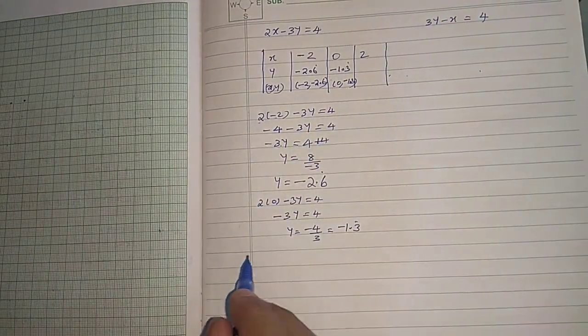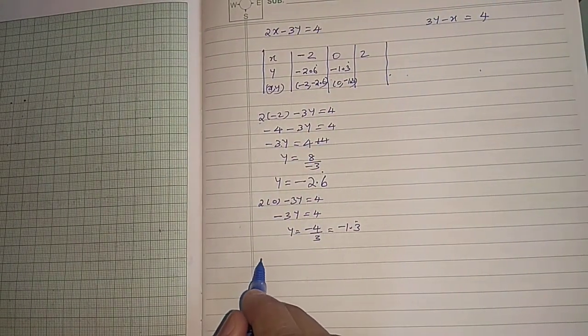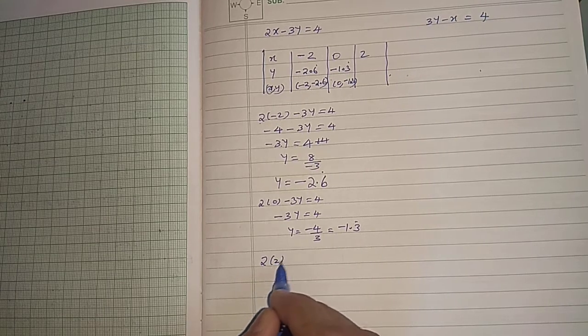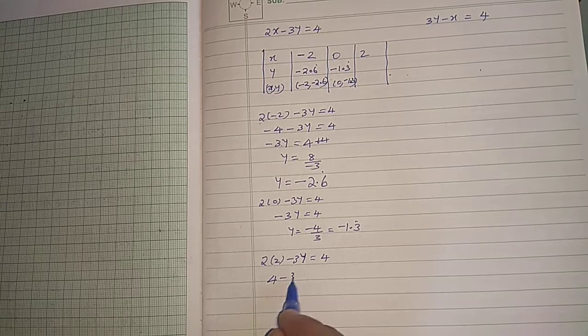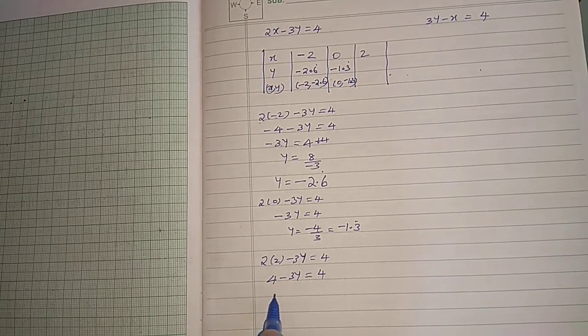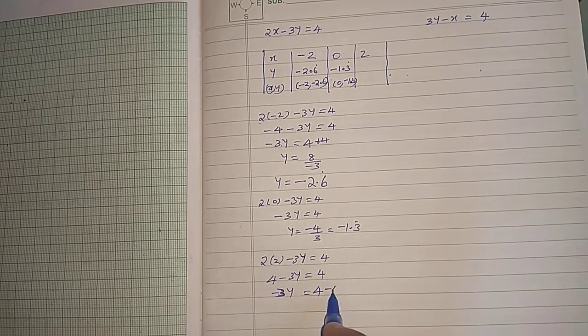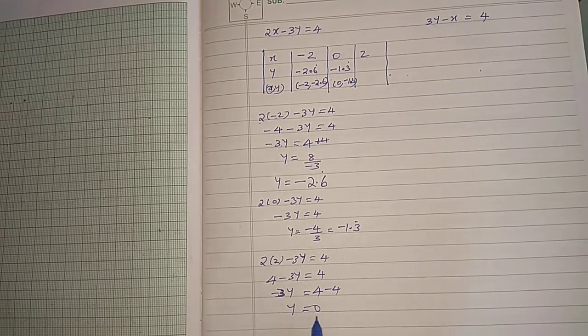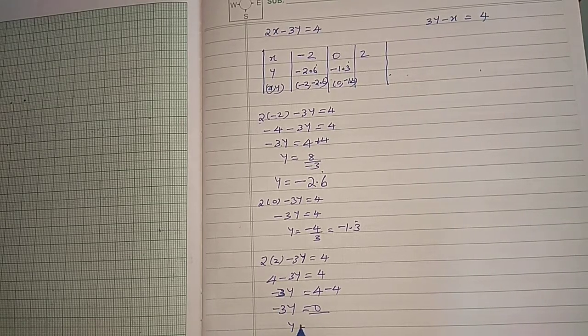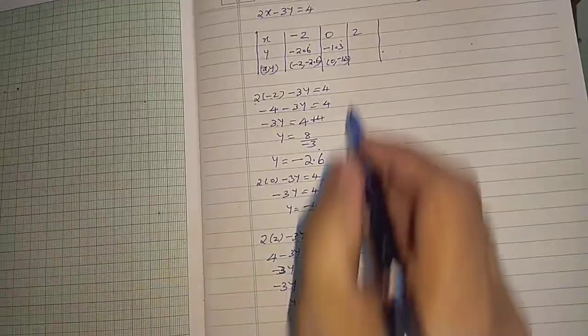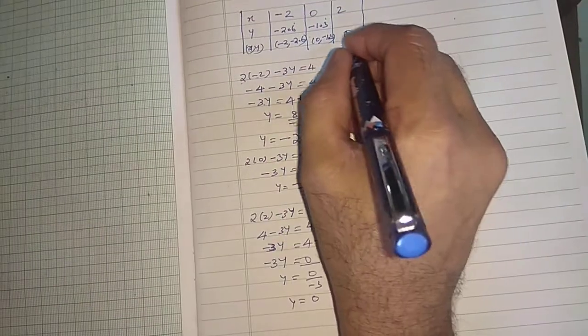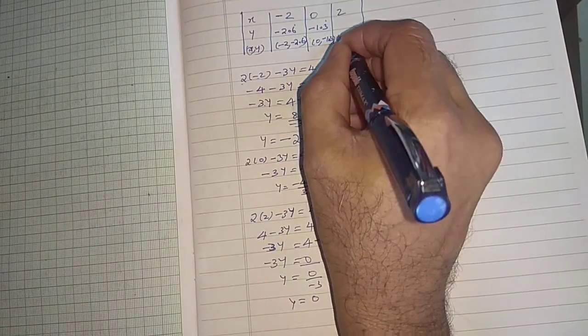If we take the next value, x is 2. 2 into 2 is 4. Minus 3y is equal to 4. So minus 3y equal to 4, 4 minus 4, it is equal to 0. So minus 3y equal to 0. y is also 0 by minus 3, it is 0 only. So the point is 2, 0.